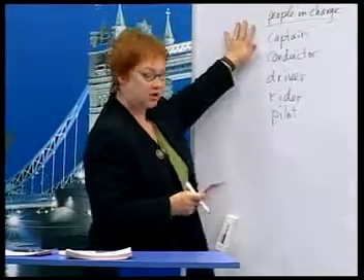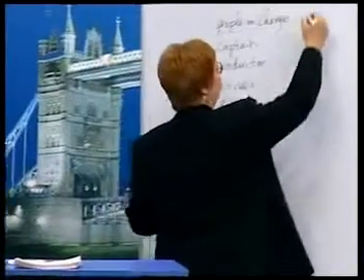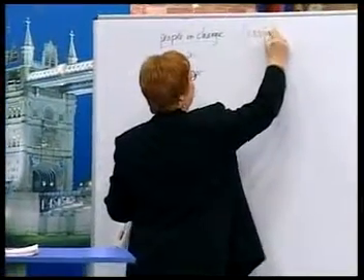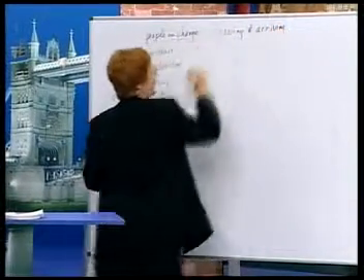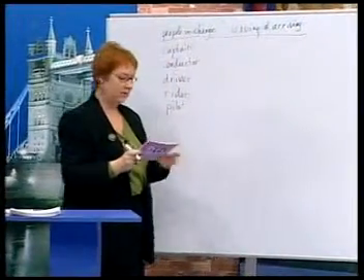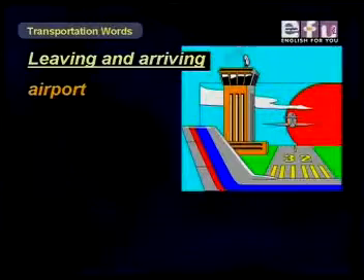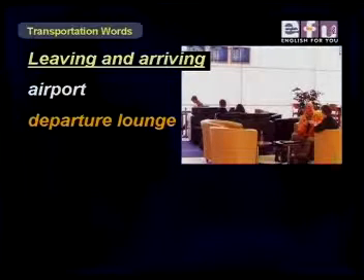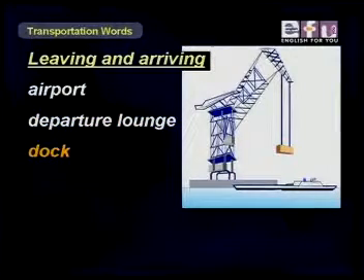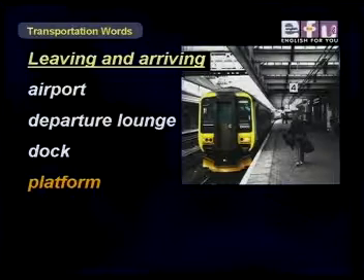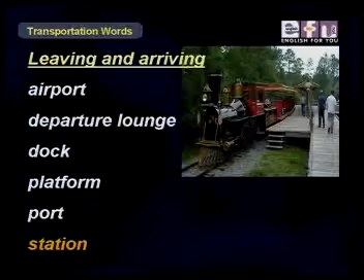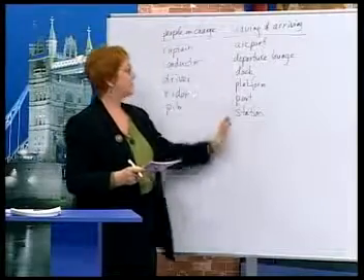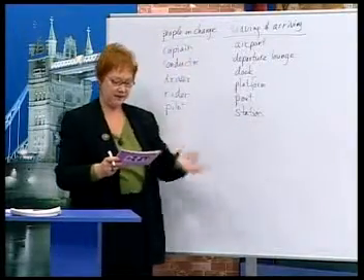Okay, now we're going to make a different group. This was people in charge. Now we're going to talk about leaving and arriving. In this group we have airport, departure lounge, dock, platform, port, and station. So these are places for leaving and arriving.